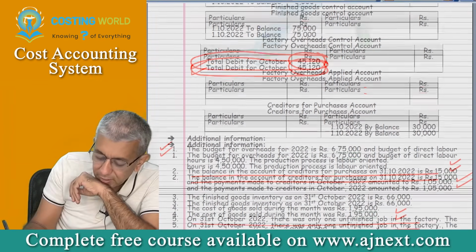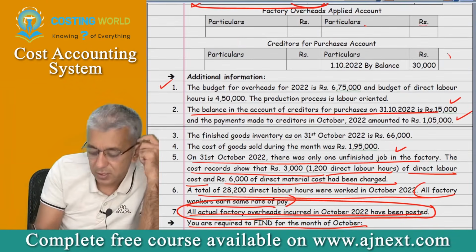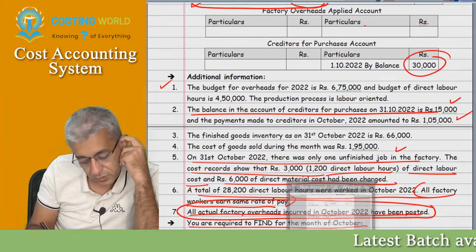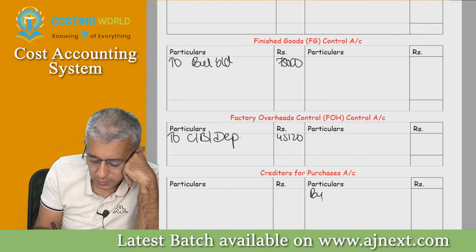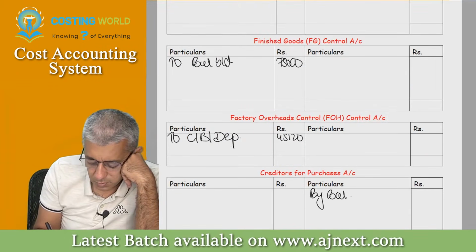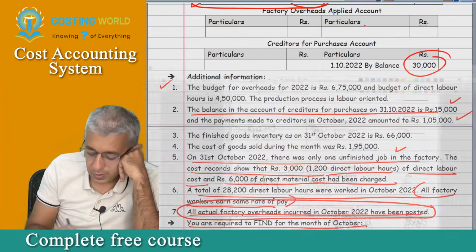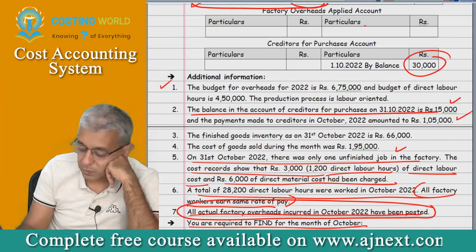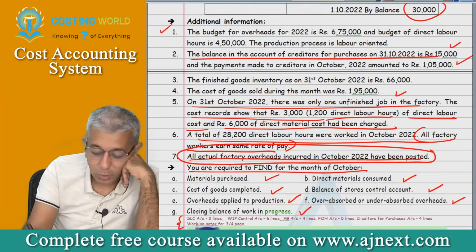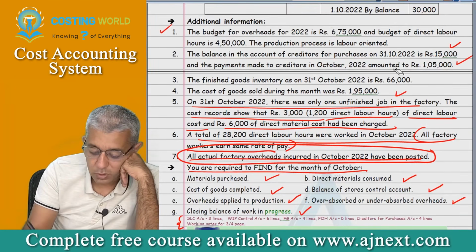Further, creditors for purchases 30,000. This will be the opening credit balance. By balance brought down 30,000. Now, I am not doing every adjustment for you. I am doing the easiest things for you all.